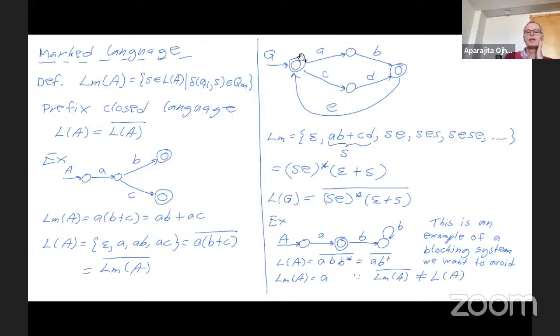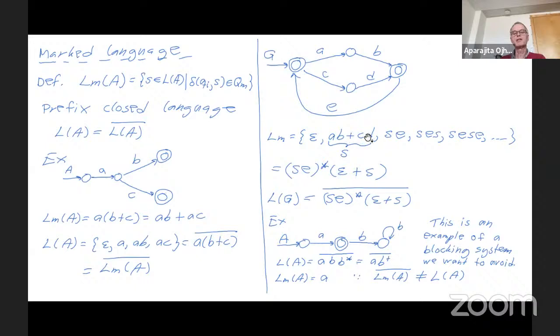First, we note that the marked states are the initial state, but also this state. Now we start by generating the marked language. And that includes first epsilon, you are in the initial state. Then you can generate A followed by B, and you get into another marked state. Or you can generate C followed by D and also bring you to this marked state.